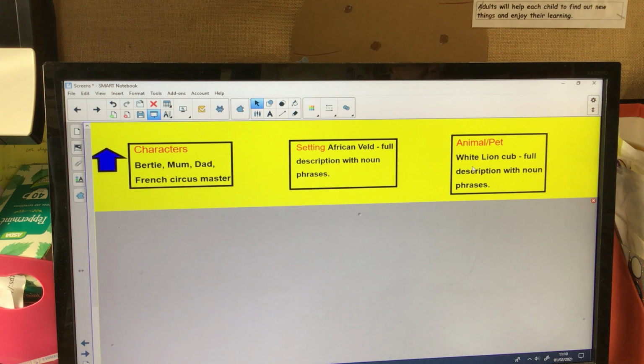The animal or pet that you choose today, well, in the butterfly lion, of course, it's a white lion cub, okay? And again, there's a full description of that cub with lots of noun phrases. So whatever you choose, you need to think about your noun phrases for your animal or pet. So those are the first 3 things you must think about in your planning session today.